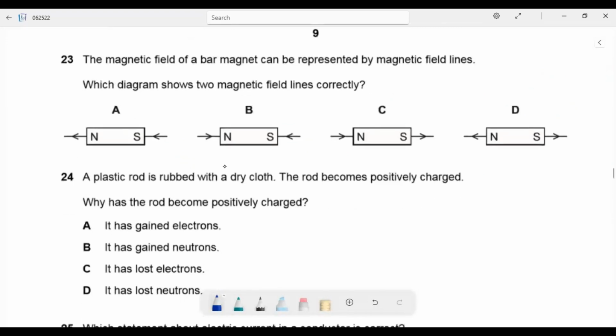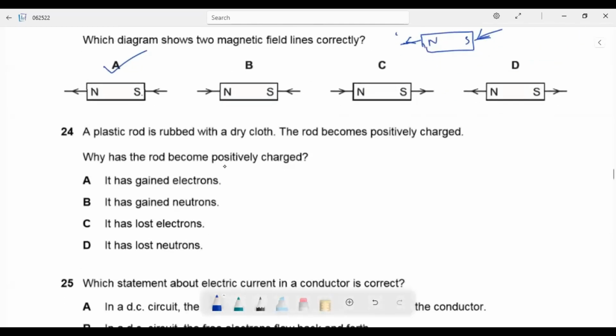The magnetic field of a bar magnet can be represented by magnetic field lines. Which diagram shows two magnetic field lines correctly? Here the north pole is there, south pole is there. Always the magnetic field lines will be from north to south, from the north pole towards the south pole. So the right choice is A.